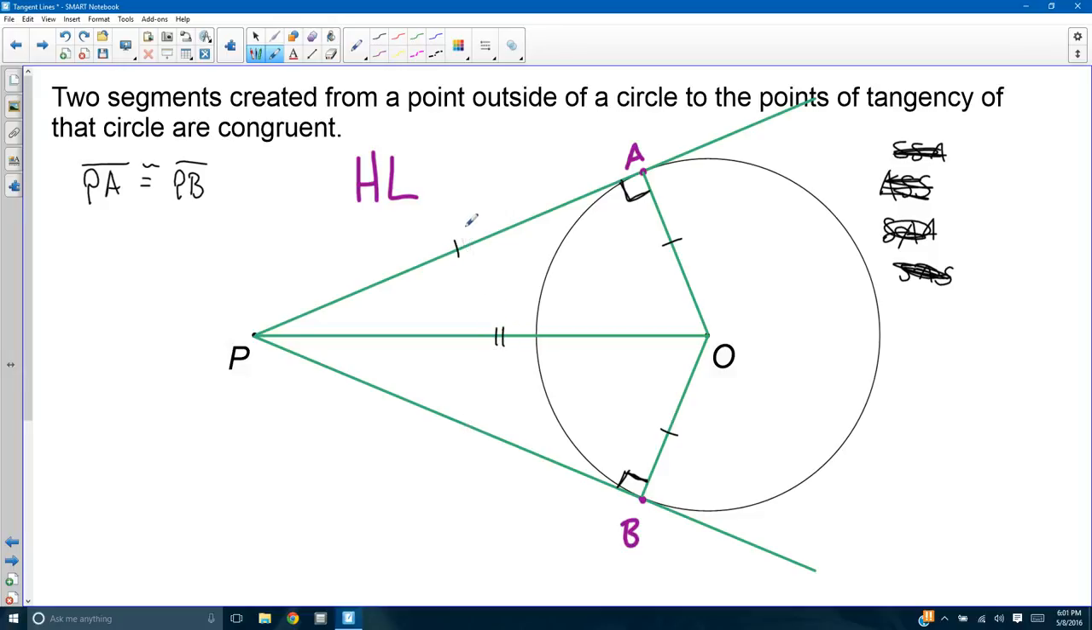I want to go ahead and say the HL part first, and then by CPCTC, PA and PB must be congruent to each other. They are corresponding parts, both the longer legs, or some set of legs, of two congruent right triangles. Therefore, these two are congruent. They will always be congruent outside of any point, no matter which one you choose. It could look a lot closer, and you could do the exact same proof regardless.